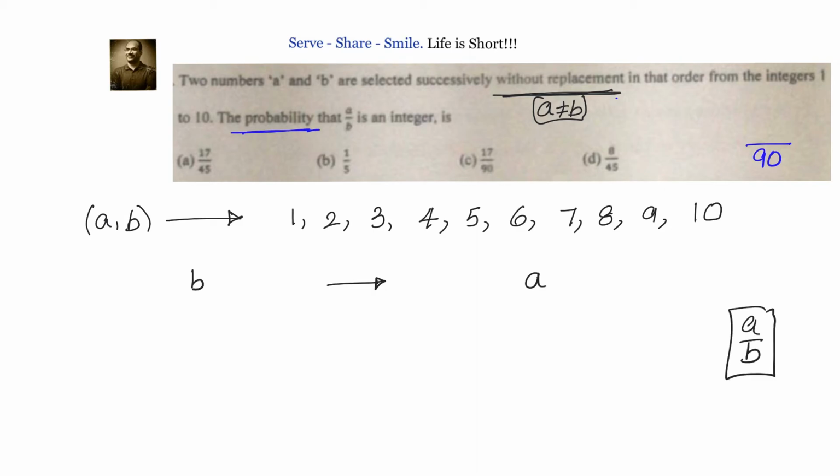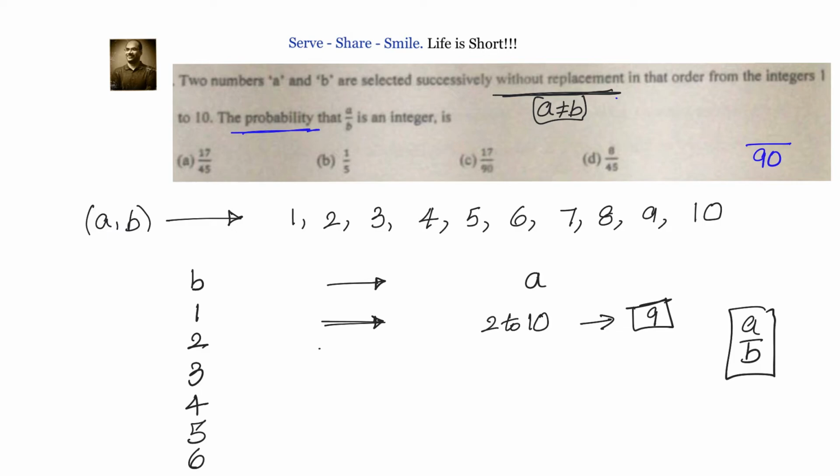Let us start with B equals to 1, 2, 3, 4, 5, 6. We'll see. If I take B equals to 1, then what values I can have for A? Multiples of 1. Multiples of 1 are 1 to 10. But I cannot have 1. So only the options I have are 2 to 10. That means I have 9 options.